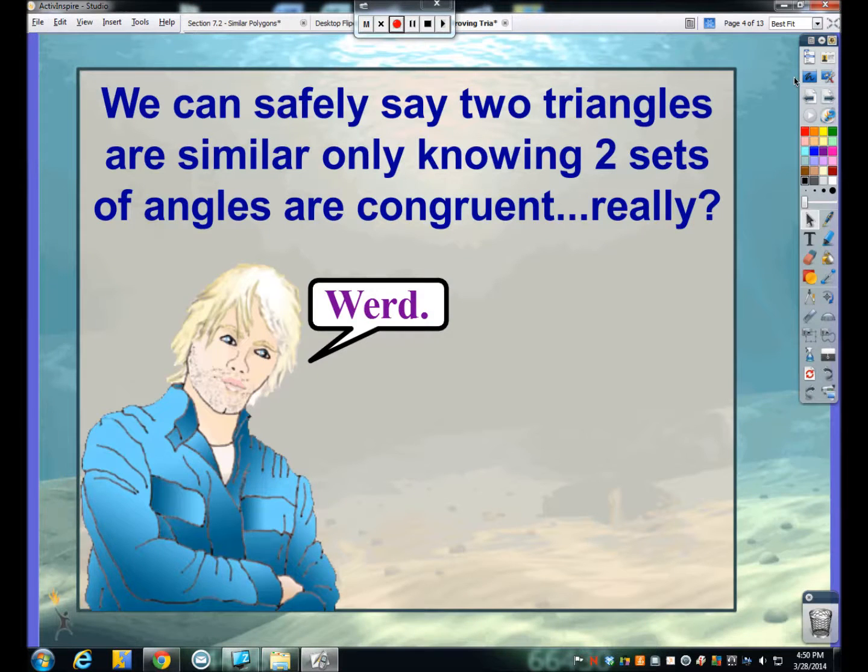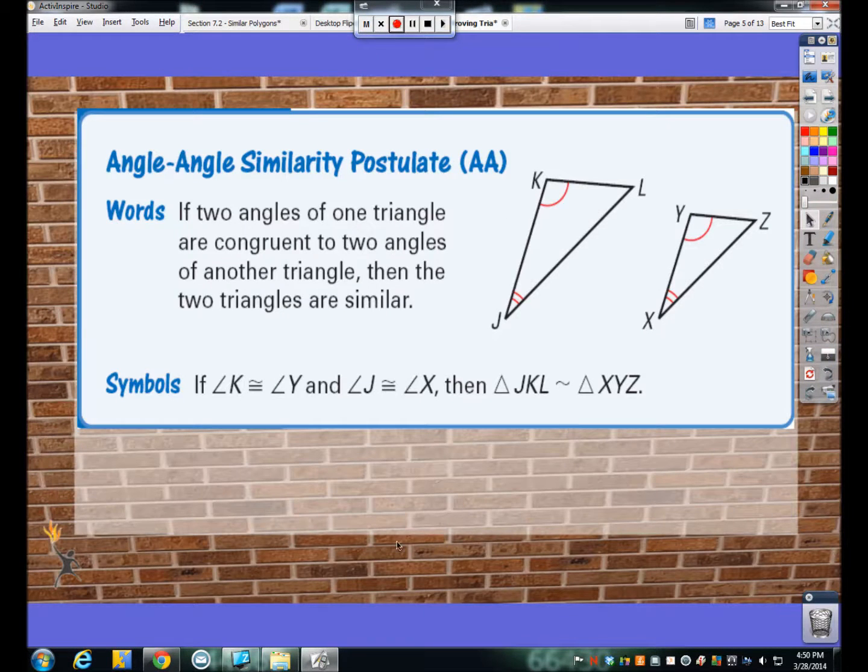So that's taking us to our first shortcut, angle, angle. Just knowing 2 sets of angles in 2 triangles makes those 2 triangles similar to each other. This is really like the best shortcut in the world because it's only 2 things, right? Everything else we needed 3 things.